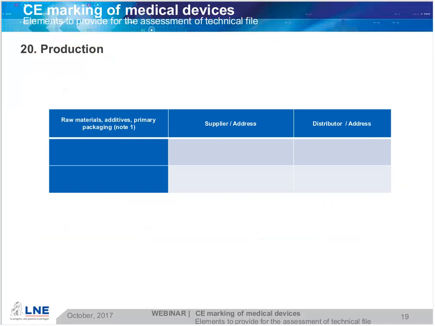For section 20 about production, we slightly changed the two columns because we sometimes have difficulty understanding who is the physical supplier of the component, the raw materials or the additives, and who is a distributor. And a distributor is only about marketing. So if there is a difference between the physical supplier and the distributor, we need to know about these two companies.